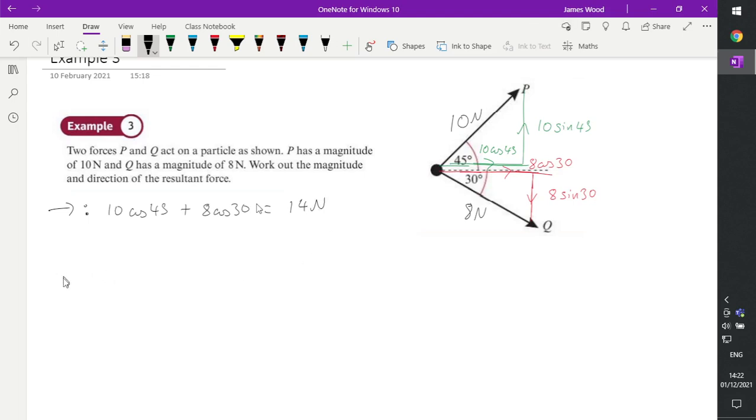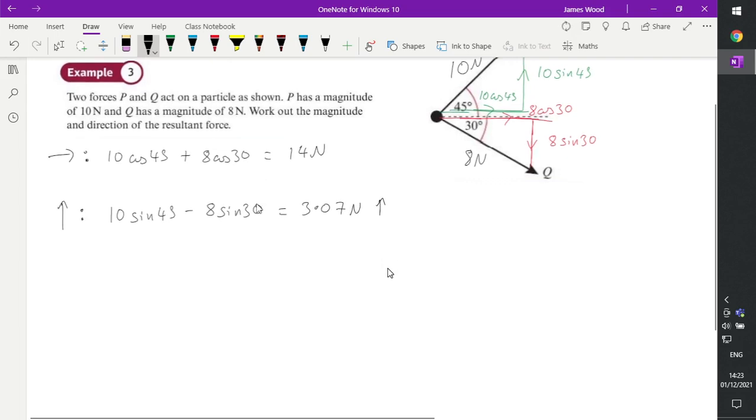If I now resolve vertically, I'm going to choose up as my positive direction, and I've got 10 sine 45 from force P, subtract 8 sine 30 from force Q, because one's going up and the other's going down, so one is positive and one is negative. So 10 sine 45 minus 8 sine 30, and we get 3.07. That's positive 3.07 newtons, so that's going to be upwards.